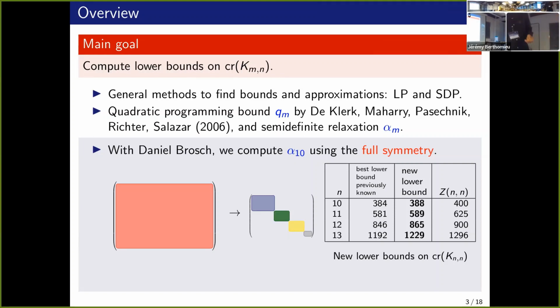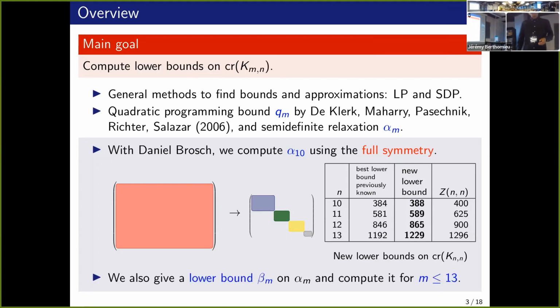But we have lower bounds for many more instances. These are not the only instances. These are only a few examples. We also give a further relaxation, because this semi-definite relaxation alpha m also turns out to be quite hard to compute. So we give a further relaxation beta m of this alpha m, and we can compute that up to a bit higher m. So we will see that later in this talk.